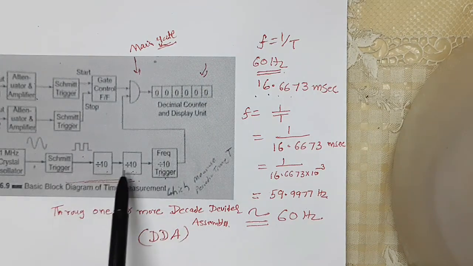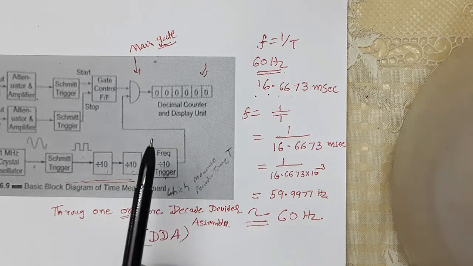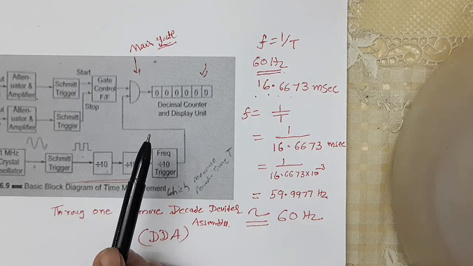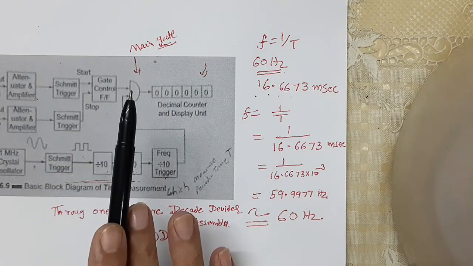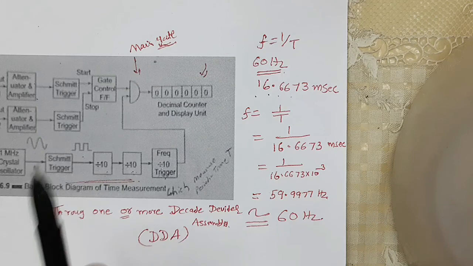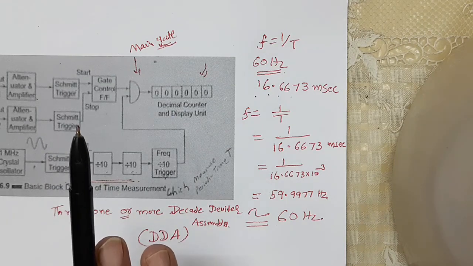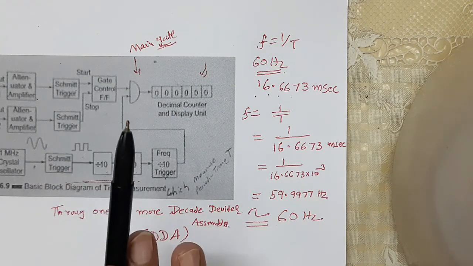Here we are using 1, 2 and 3 decade divider. More dividers we can add, so that the display is always in terms of the period of one cycle of the input signal, even though the measurement may have lasted for 10, 100 or more cycles.